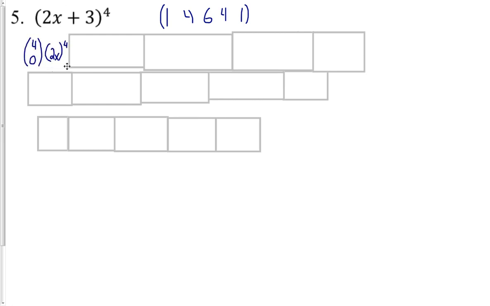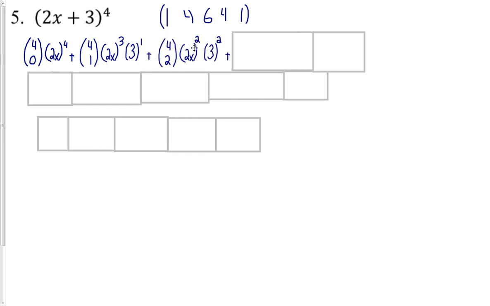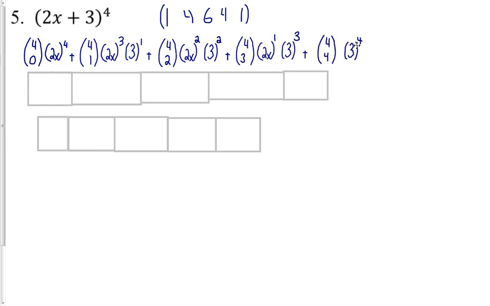So generally speaking with these, I recommend you write these out, whether you want to write the numbers in right away or not. I'm just going to do the 4 choose 0 for the next couple slides. But 4 choose 0, 2x to the 4th, plus 4 choose 1, 2x cubed, 3 to the 1, plus 4 choose 2, so on, 2x squared, 3 squared, right? Going down 1, so next is going to be 2x to the 1, 3 cubed, 2x to the 0, 3 to the 4th, and then simplifying, right?